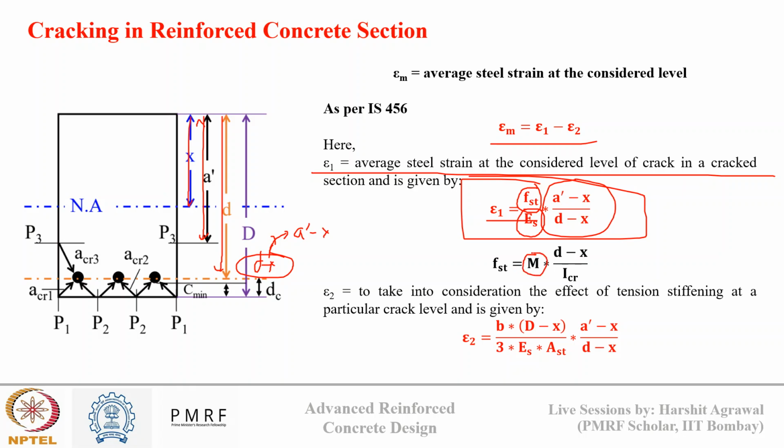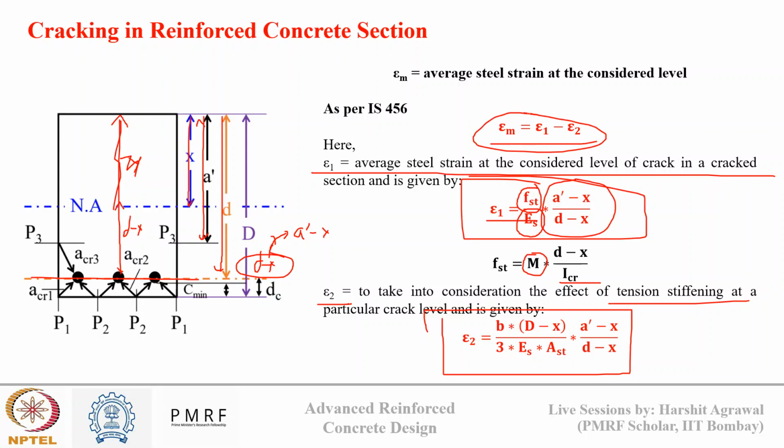M is the moment acting on the section. y is the distance from the neutral axis, so it is d minus x. This is the distance, and I is the cracked moment of inertia that we can calculate. Epsilon_2 is taken into consideration to account for the tension stiffening effect. That is given by this relationship in the code. So based on these two relationships, we get the value of epsilon_m.